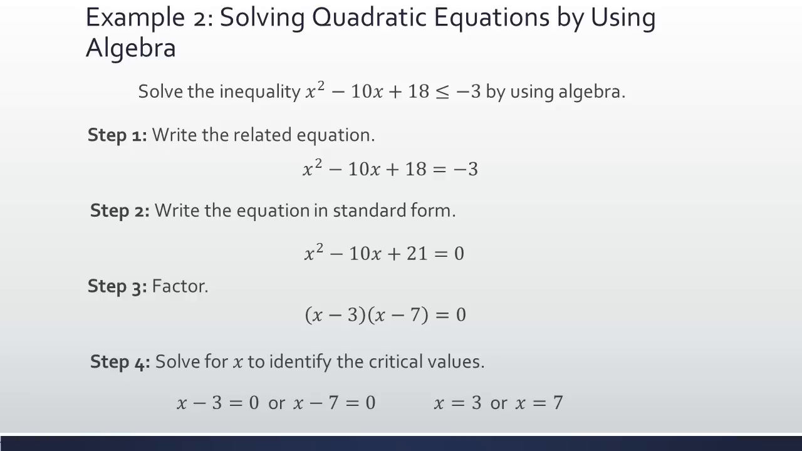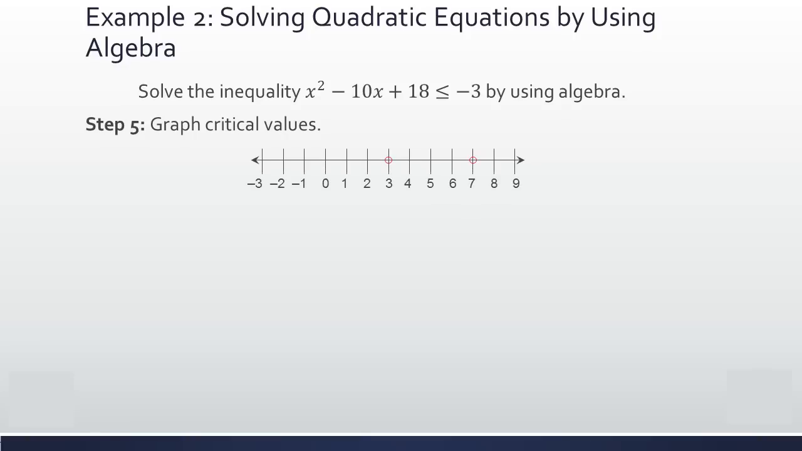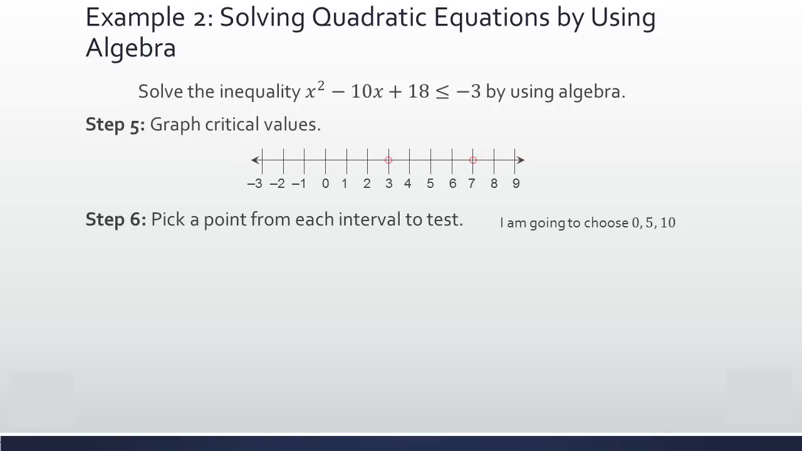With that information, graph them on a number line. So 3 and 7 are my two critical values. I need to pick a point from each interval. So I need a value from 3 down to -infinity, from 3 to 7, and then greater than 7. So I'm going to choose 0, 5, and 10.